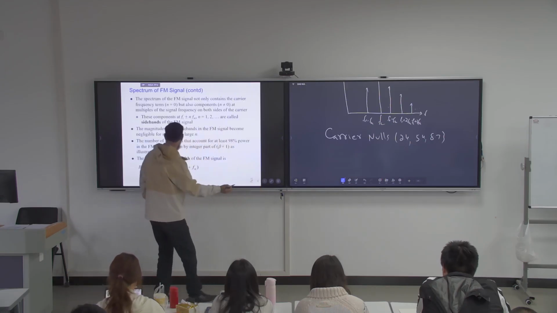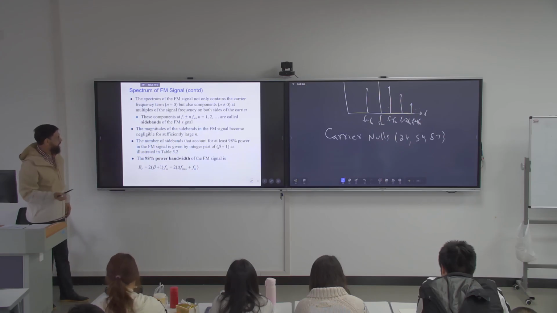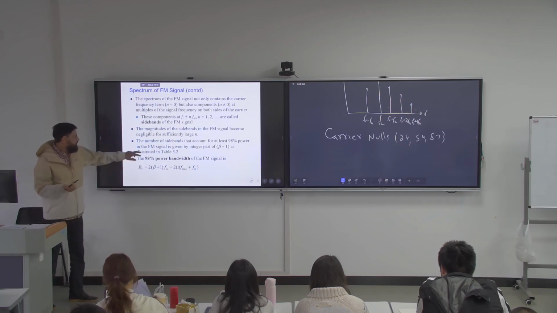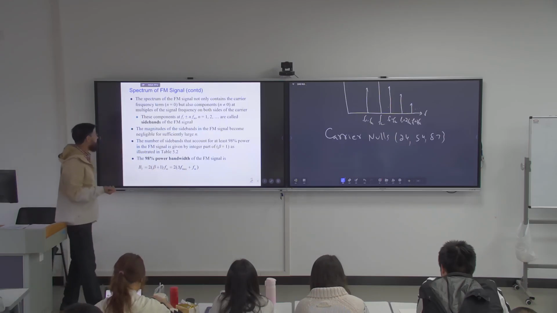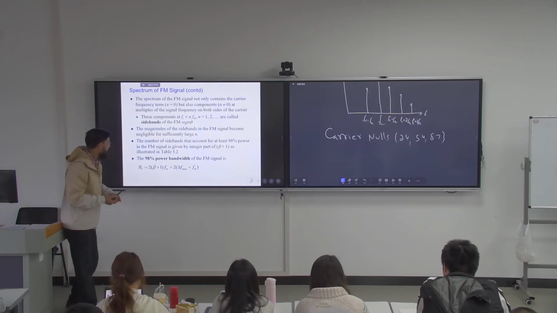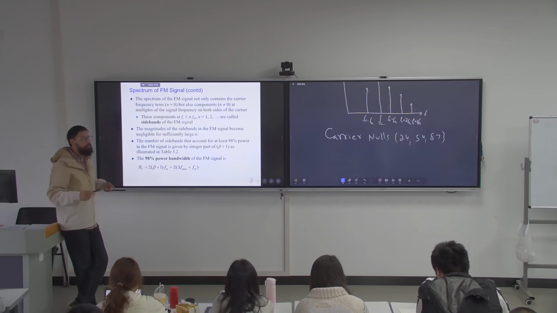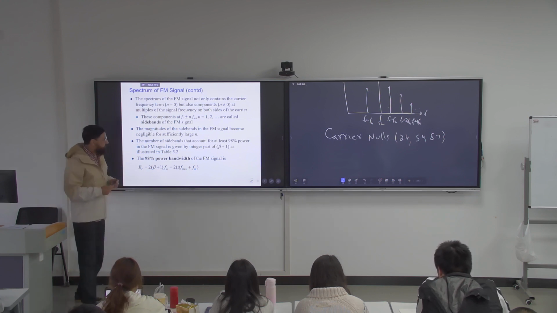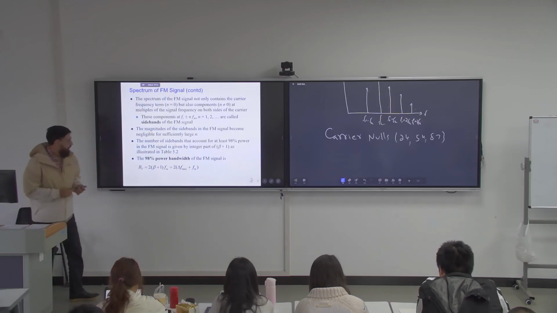Okay. So here, the spectrum, we just talked about the spectrum. Here is the spectrum, the 98% power bandwidth of the FM signal. In this case, it is basically 2 times delta F max plus F band. This is constant. That's how we can find the bandwidth, the transmission bandwidth, right? Now, let's talk about this.